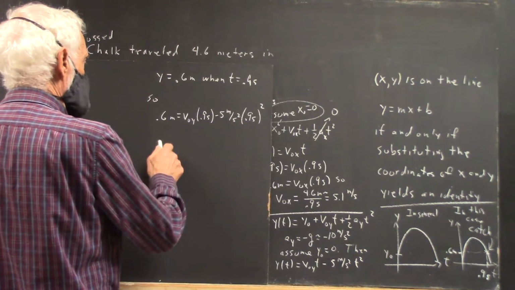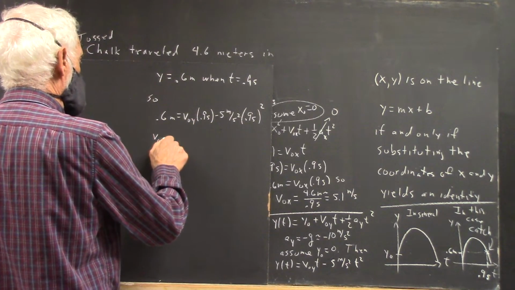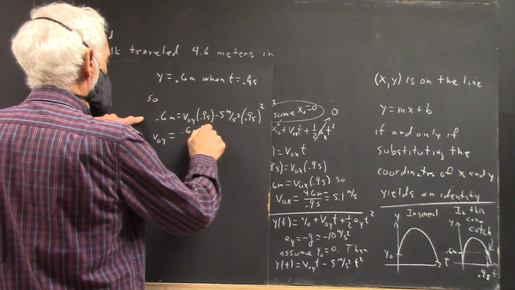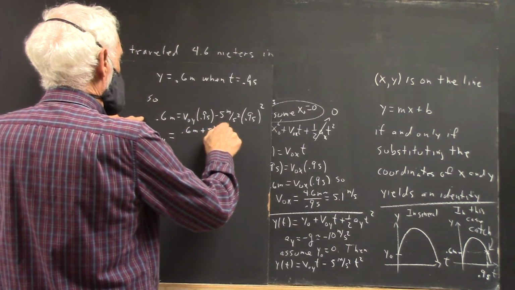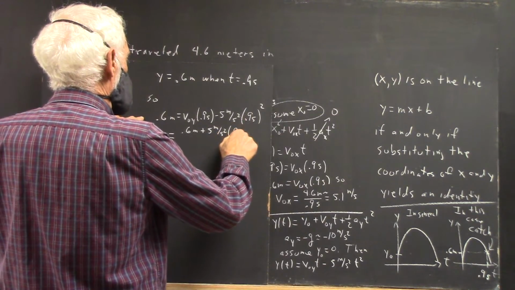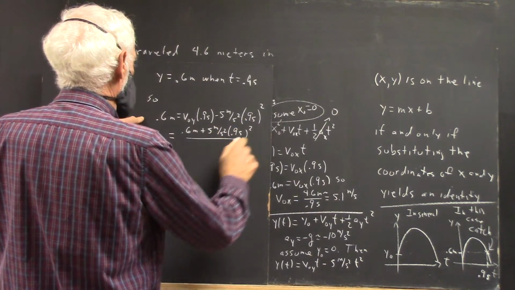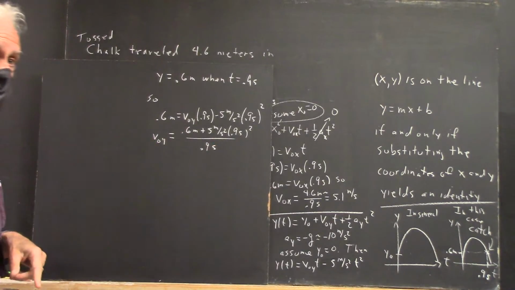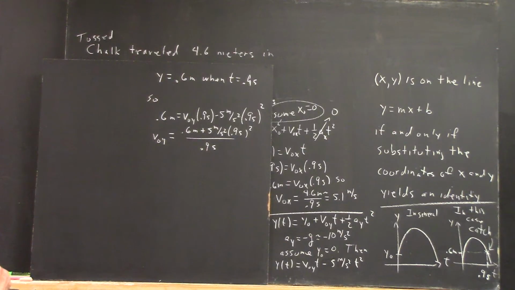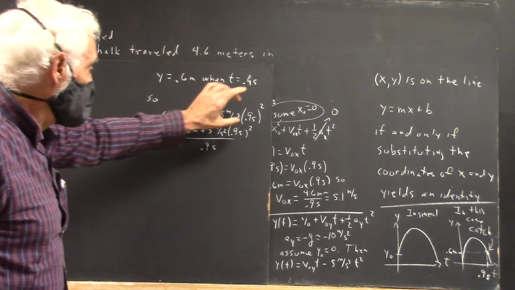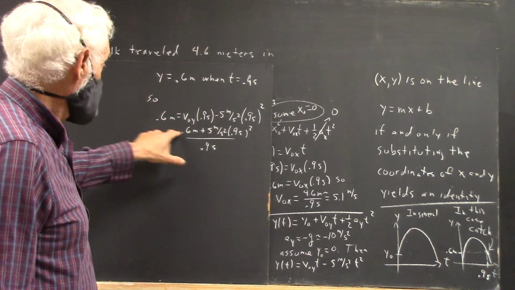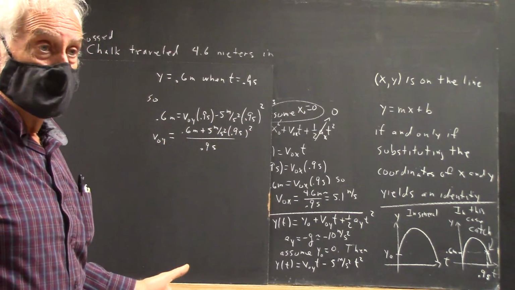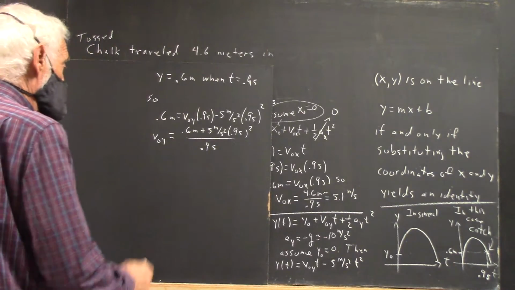So, okay, well, we get v naught y equals what? 0.6 meters plus 5 meters per second squared times 0.9 seconds quantity squared, divided by 0.9 seconds, right? All I've done is I've added this to both sides. That's what we get here. And then I'm dividing by the 0.9 seconds. It's simple algebra, so I'm not going to belabor that.